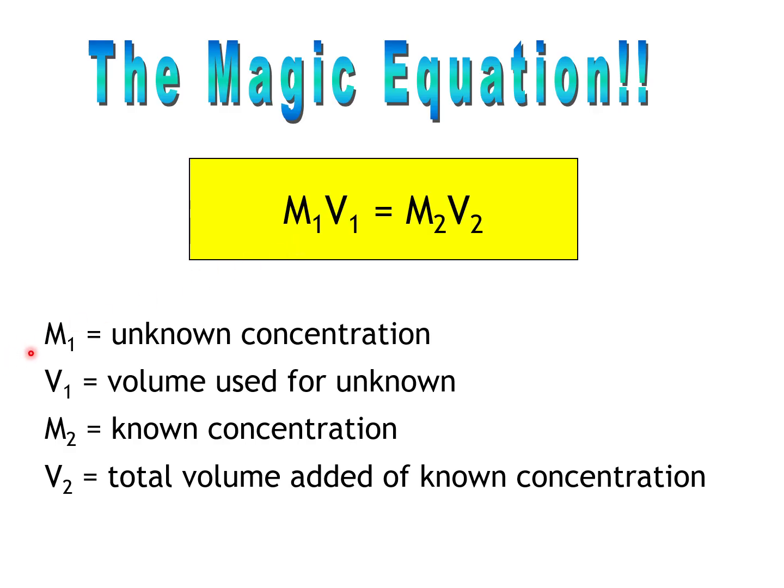I set molarity 1 to be the unknown concentration. That's the one we're trying to find. Volume 1 is how much of that unknown concentration stuff you added to the flask that you're going to use for this analysis. M2 is the known concentration, and V2 is how much you added in a dropwise fashion until the indicator changed colors.